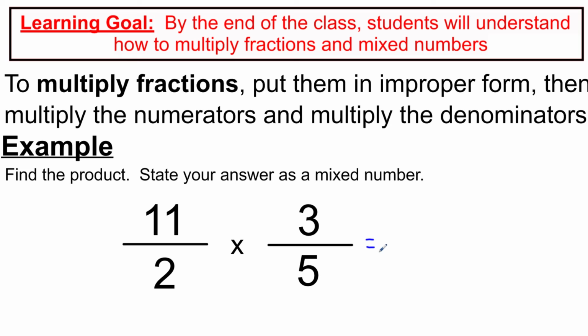Okay, multiply the numerators and the denominators. So this says 11 times 3, which is 33. And the numerators are 2 times 5, which is 10. And now here's the extra little thing we have to do here.